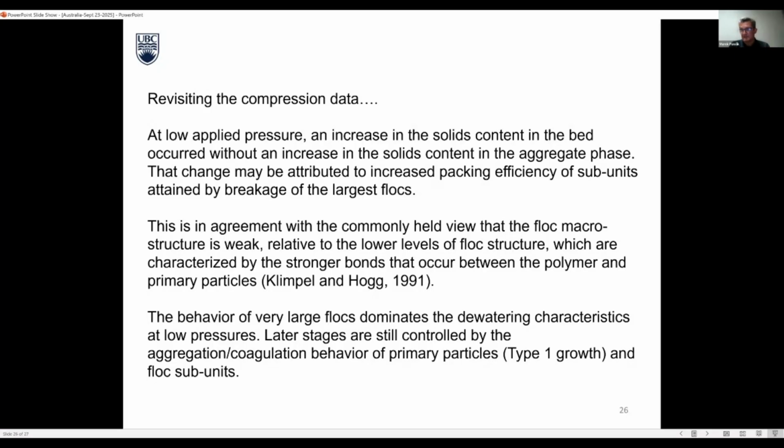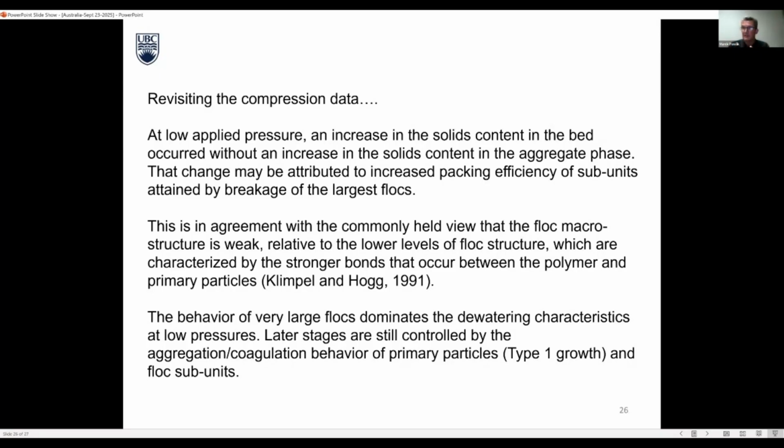This is again in agreement with the theory how flocks form, that the very large flocks, macro flocks if you like, are generally very weak. They seem to be forming by mechanical entanglements rather than by surface forces, by polymer-induced adsorption. These are mechanical entanglements rather than, like I said, much stronger surface forces. And in the behavior of very large flocks, again, this rearrangement of subunits seems to dominate filtration at lower pressures. This is where these large flocks kind of break apart, units rearrange, and we only see expulsion of interpore water.